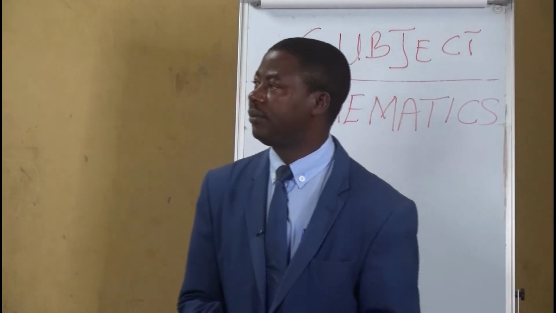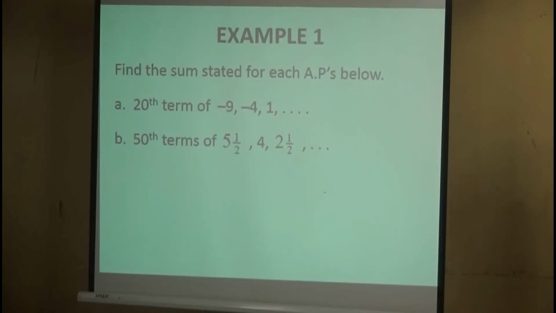Example. We are expected to find the sum stated for each of the following APs. Question A, find the sum of the 20th term of minus 9, minus 4, 1, and so on. B, find the sum of the first 50 terms of the AP 5.5, 4, 2.5.